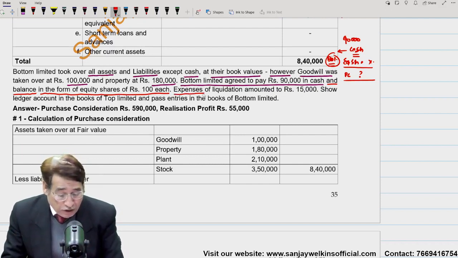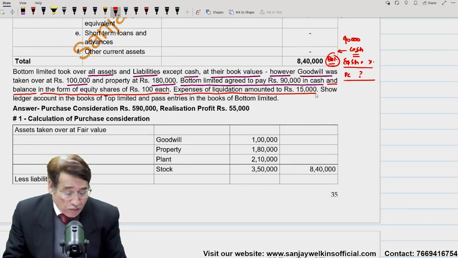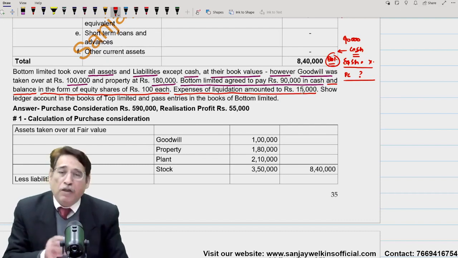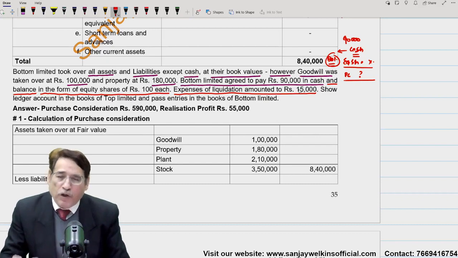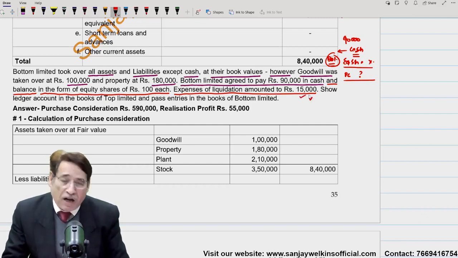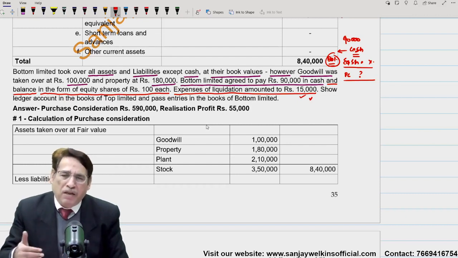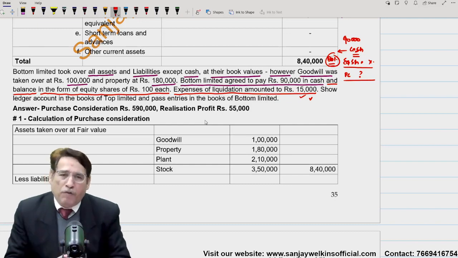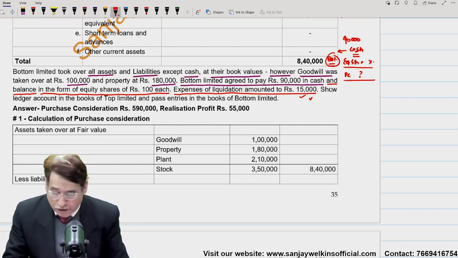Further, it is given in the question that expenses of liquidation amounted to 15,000. Expenses of liquidation are 15,000. Nothing is mentioned about who is bearing the expense. If the question remains silent with respect to which company is bearing the expenses, in that case always presume expenses are being borne by the vendor company, the acquiree company. The acquiree company is the company which is selling the business or which is being taken over. Correct? It is also known as the vendor company.